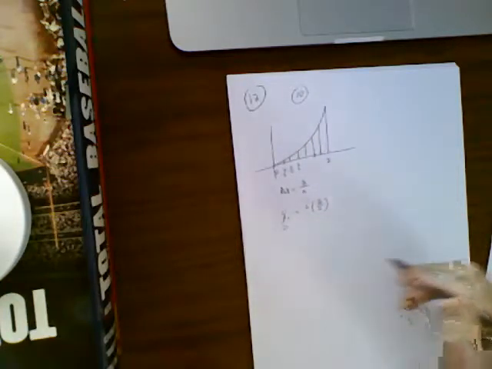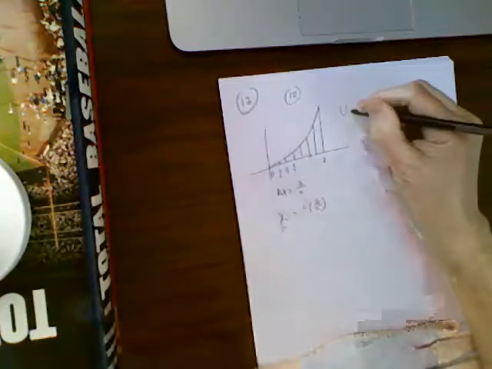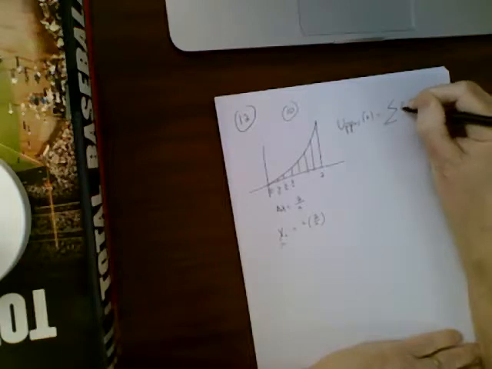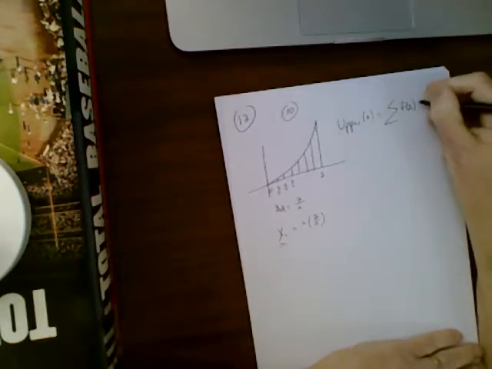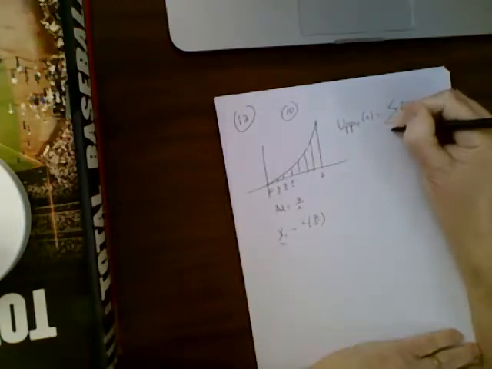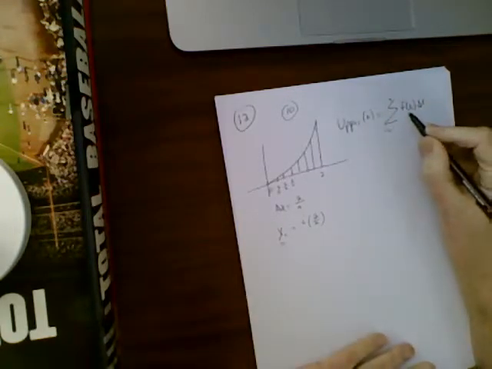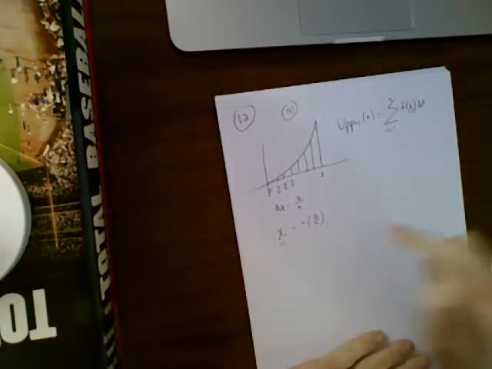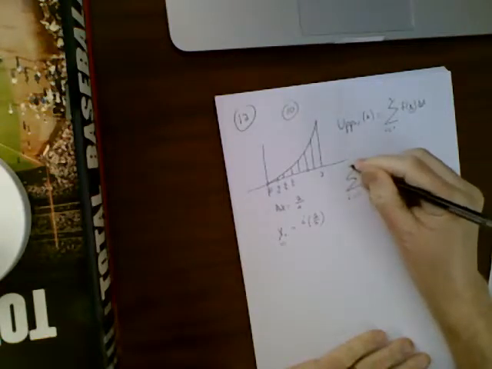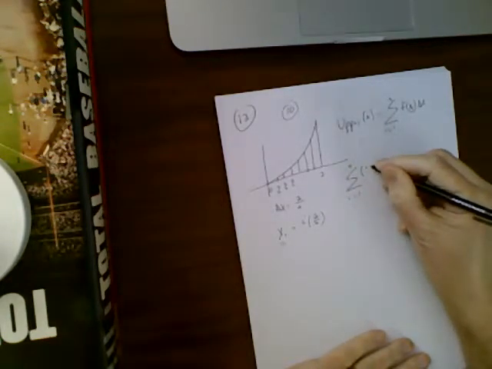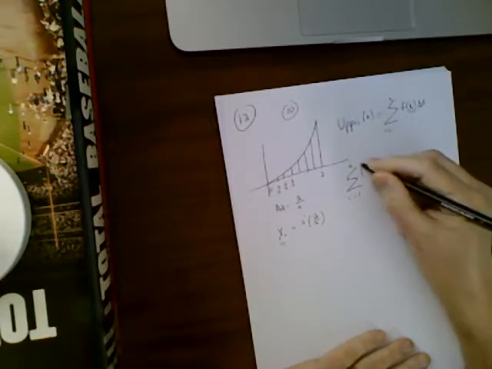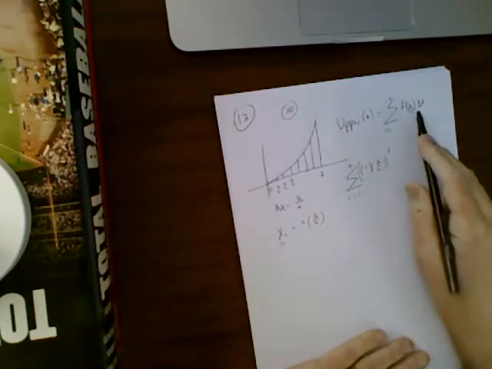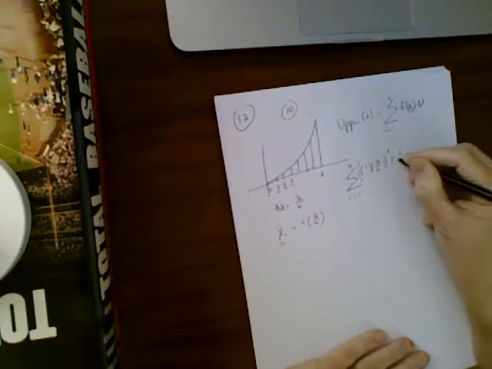the right-hand endpoints. So, if we want the upper sum, we'll call it upper of n, it's the sum of: you plug the right-hand endpoints in and multiply by delta x. But the right-hand endpoints are i times 2 over n, and the function is x cubed. So it's i times 2 over n, which is going to be cubed. Multiplied by delta x, which is another copy of 2 over n.